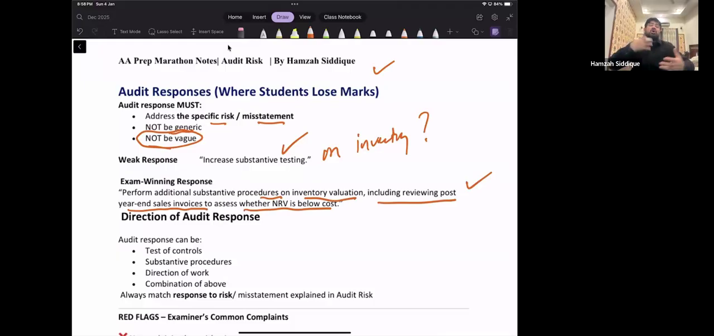Response is what action the auditor will take now to tackle this audit risk. So it can be test of controls, substantive tests, direction of work, or a combination of all. It must always match the risk or misstatement. Very important. Audit response can be any of these things. Normally, response is what the auditor will do to detect this risk of misstatement. Okay?